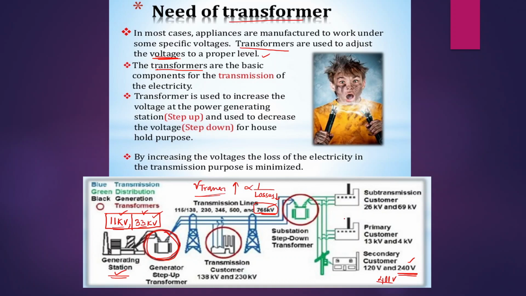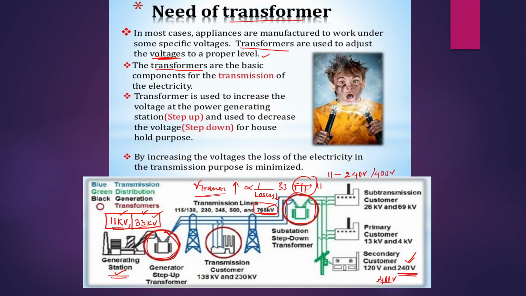And next, at our domestic supply we need 240 volts. So at this point, after the power is transmitted to a local substation, the substation will have transformers. Mostly you have already seen substations. They have huge transformers which decrease the voltage from 33 kV to 11 kV, or 11 kV to 240 volts, or 440 volts.